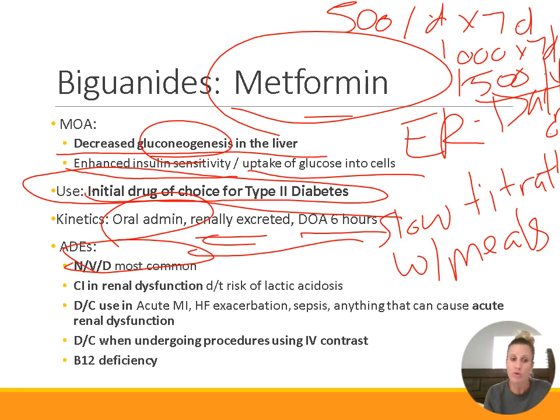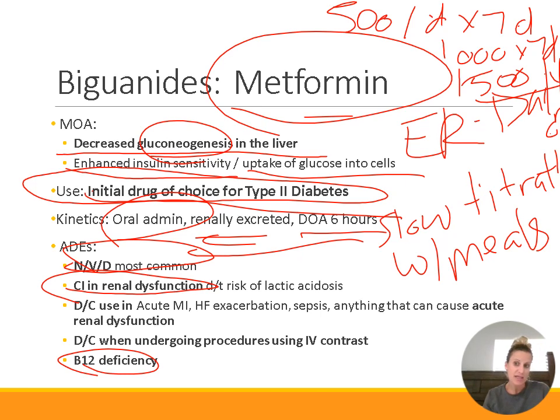The metformin is contraindicated in renal dysfunction. In patients with renal dysfunction, there is a risk of it causing lactic acidosis, and it is cleared renally. So it should not be taken by patients with renal dysfunction. We do monitor renal function as well in patients on metformin. It's also associated with B12 deficiency. So that's another thing that we monitor. We monitor renal function and B12. And if necessary, we supplement patients with B12.